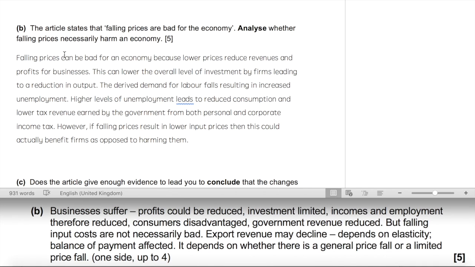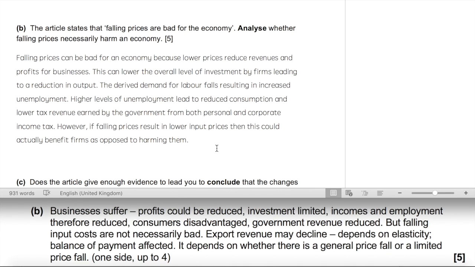Falling prices can be bad for an economy because lower prices reduce revenues and profits for business. This can lower the overall level of investment by firms, leading to a reduction in output. The derived demand for labor falls, resulting in increased unemployment. Higher levels of unemployment lead to reduced consumption and lower tax revenue earned by the government from both personal and corporate income tax. However, if falling prices result in lower input prices, then this could actually benefit firms as opposed to harming them. So we do have a counter argument.